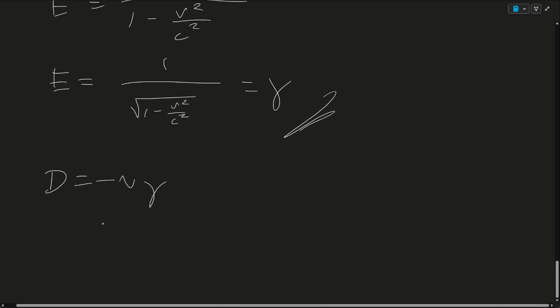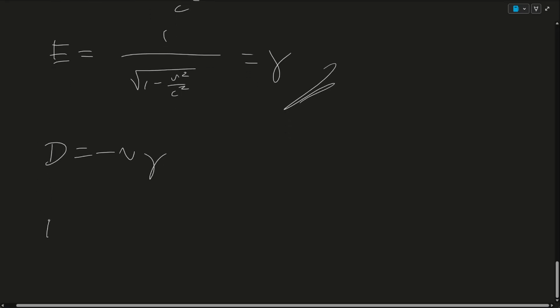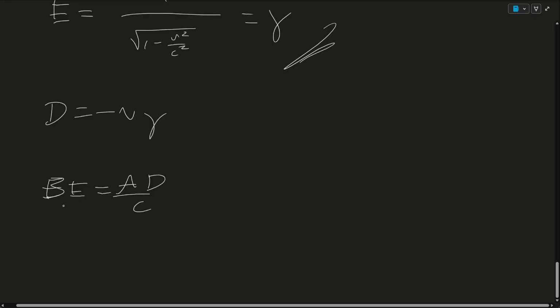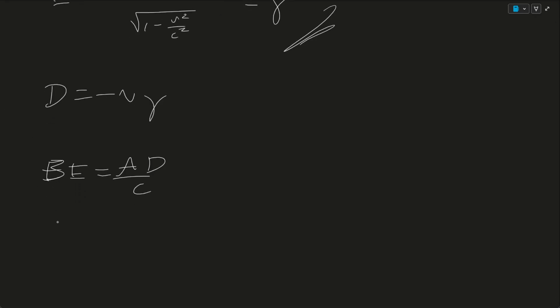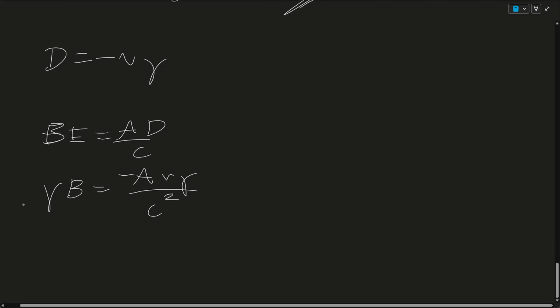Now deal with b and a. So b e is equal to a d over c squared. Subbing things in, sorry, so gamma b is equal to a minus a v gamma over c squared. b is equal to, we can get rid of that, and it's just going to be minus a v over c squared.